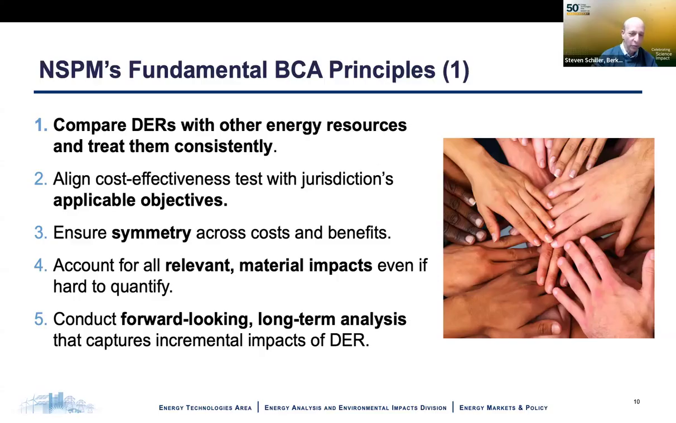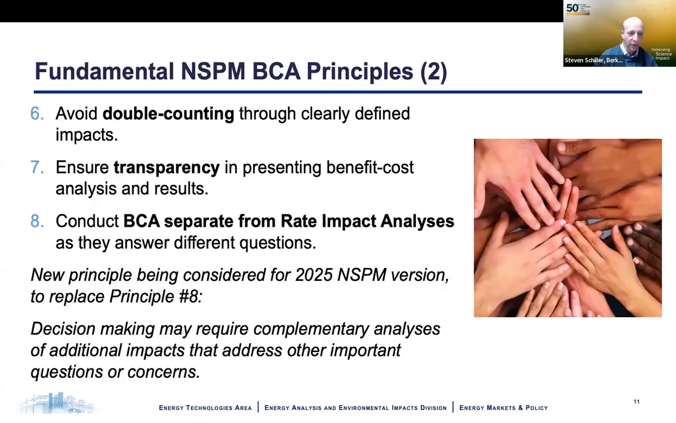Very important here, you want to include all the relevant material impacts. You want to be looking forward. This is not a backward looking analysis. You want to look forward. Sunk cost, you're looking forward. You want to certainly avoid double counting, ensuring transparency. And then this 8th one here, and there are 8, not 10, you want to conduct benefit cost analysis separate from the rate impact analysis. And as we're writing up this 2025 version, as I mentioned, we're looking at just really replacing that last one there with more talking about the concept that there's a lot of things that go into decisions and there can be complementary analysis like the economic development as well as the rate impact.